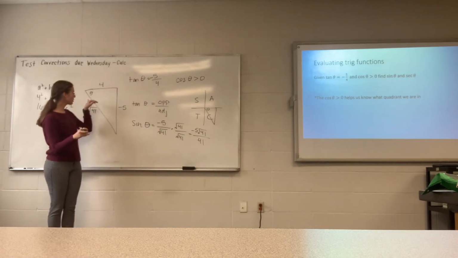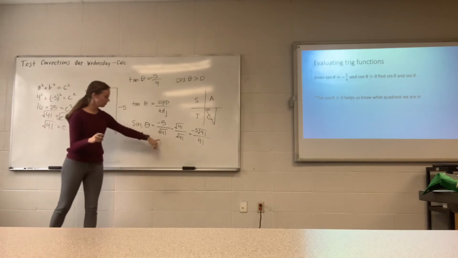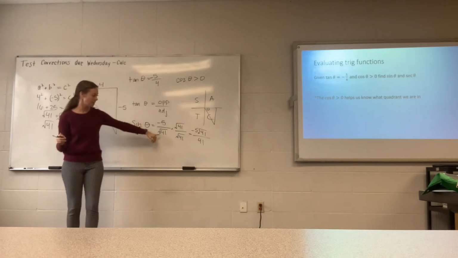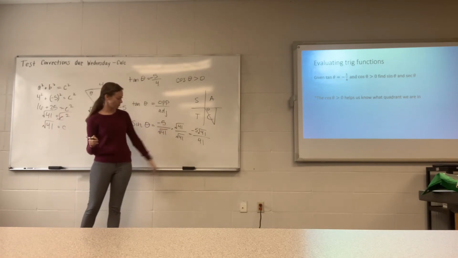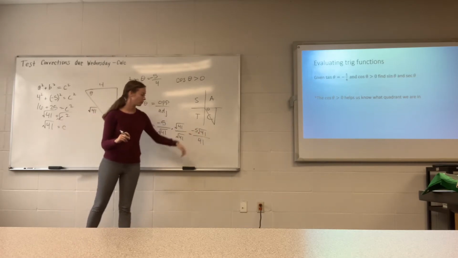Yep, so I just looked at my angle, and I know that sine is opposite over hypotenuse. And then I can't leave my square roots in my denominator, so I multiply by square root of 41 over square root of 41. And I should have -5 square root of 41 over 41.